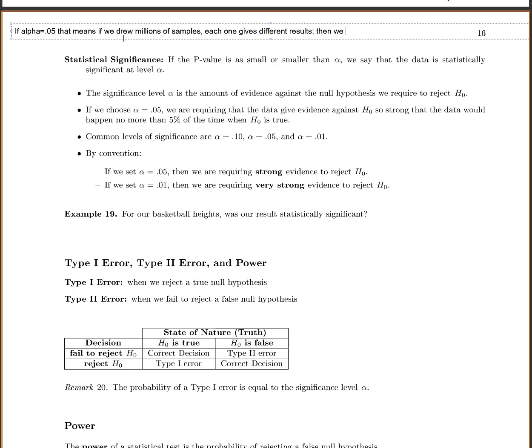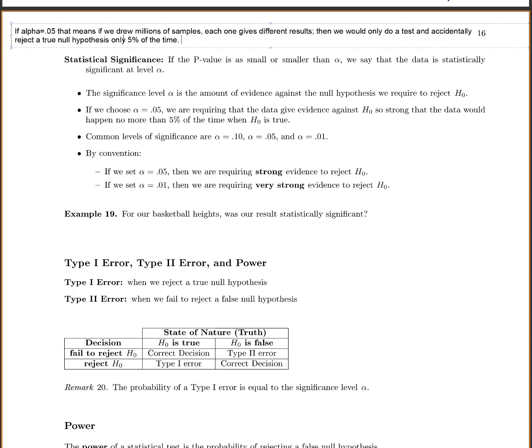Then we would only accidentally reject a true null hypothesis only 5% of the time. So that's why on the previous page I was saying, okay, well, you might make alpha a little bit smaller. That just means we only accidentally reject a true null hypothesis 2.5% of the time. That just makes it even better for us.